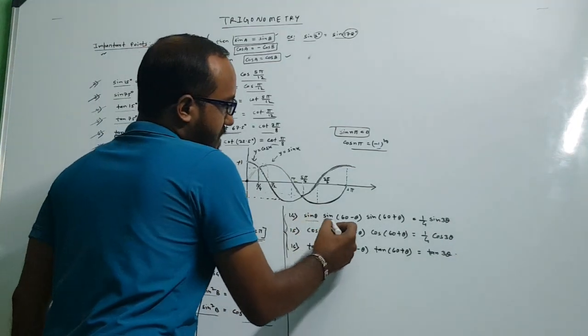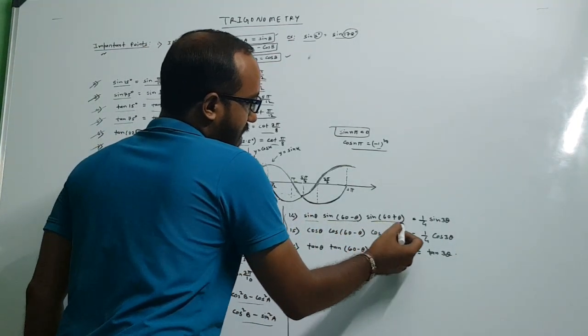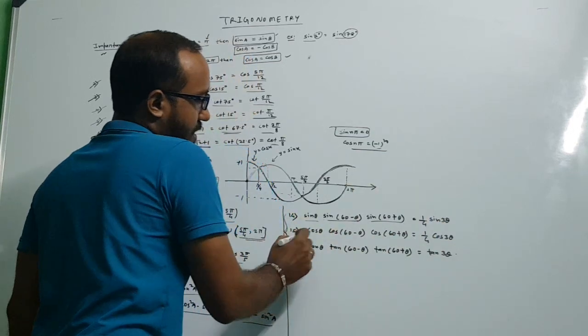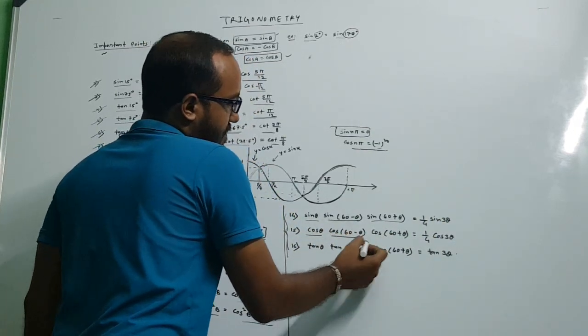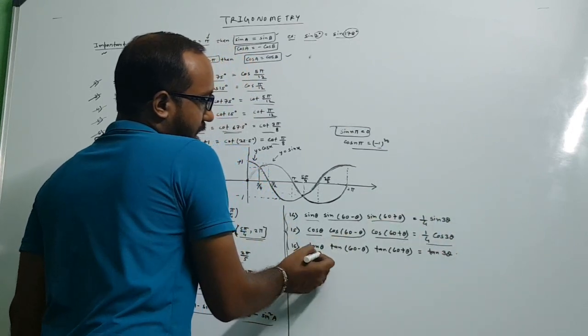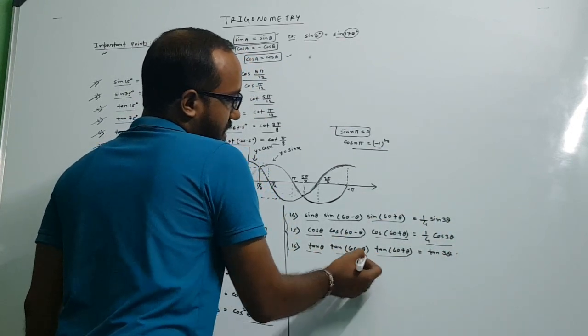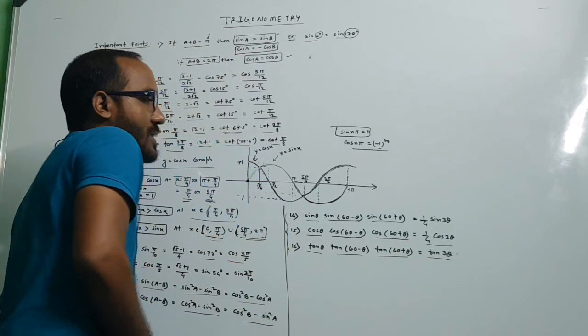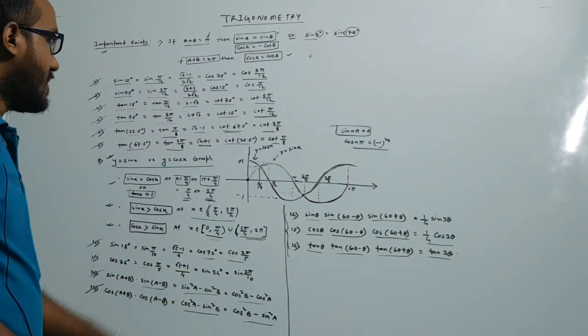Sin theta, sin 60 minus theta, sin 60 plus theta is 1 by 4 sin 3 theta. Cos theta, cos 60 minus theta, cos 60 plus theta is 1 by 4 cos 3 theta. Tan theta, tan 60 minus theta, and tan 60 plus theta is tan 3 theta. Remember these values, we will continue.